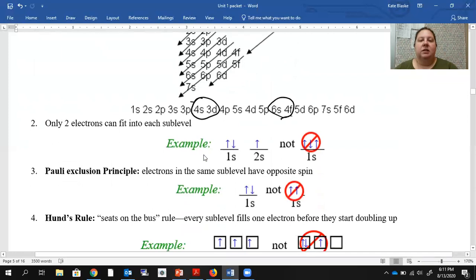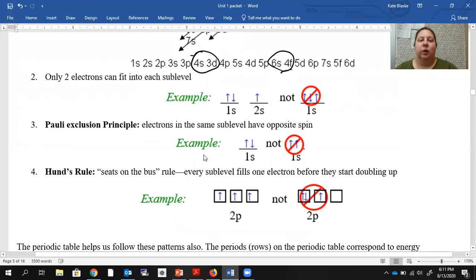The second rule that electrons always follow is that only 2 electrons can fit into any orbital. For example, the s sublevel has only 1 orbital. A p sublevel has 3, and a d sublevel has 5. We don't see f very often, but an f would have 7. We can have 2 electrons there, we can have only 1, we can have none, we cannot have 3.